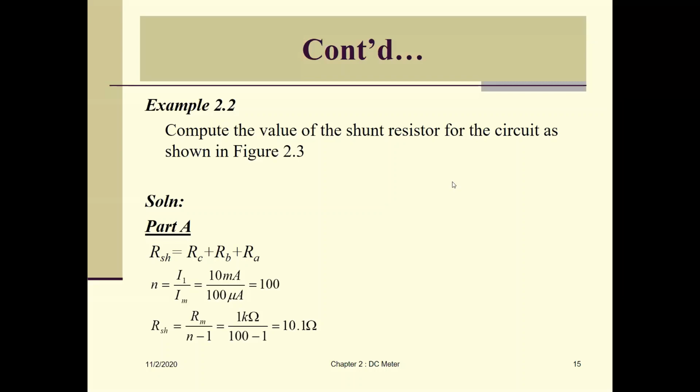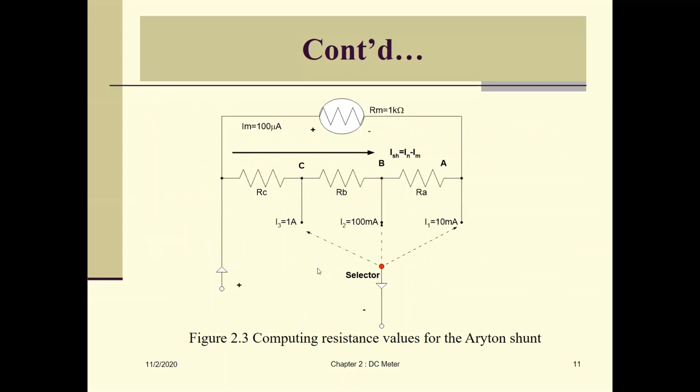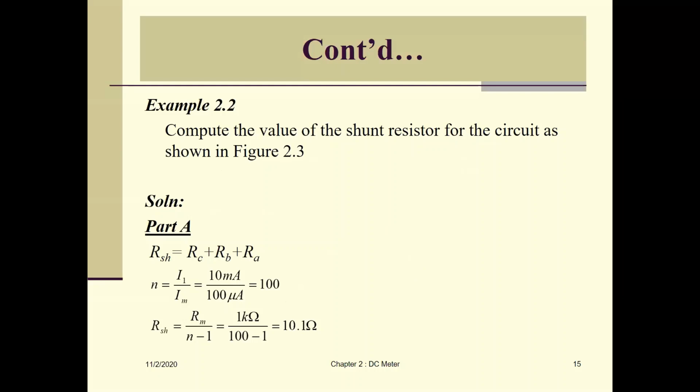Let's continue our example, for the Ayrton shunt. Example 2.2: compute the value of the shunt resistors of the circuit as shown in figure 2.3. This one is similar to this one. So that's why you have to calculate the RA, RB, and RC.